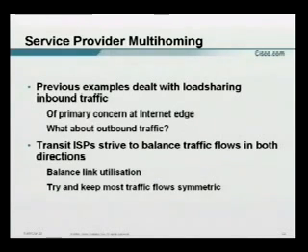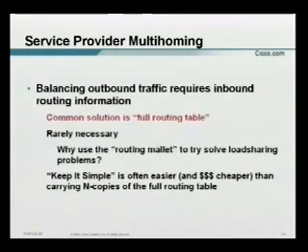But still, you want to try and keep flows as symmetric as possible. It doesn't make much sense to have traffic going out, sort of doing the loop of the world just because you can. It slows things down a little bit. Right, so balancing outbound traffic requires inbound routing information. And of course, the standard solution is, hey, here, have the full routing table.